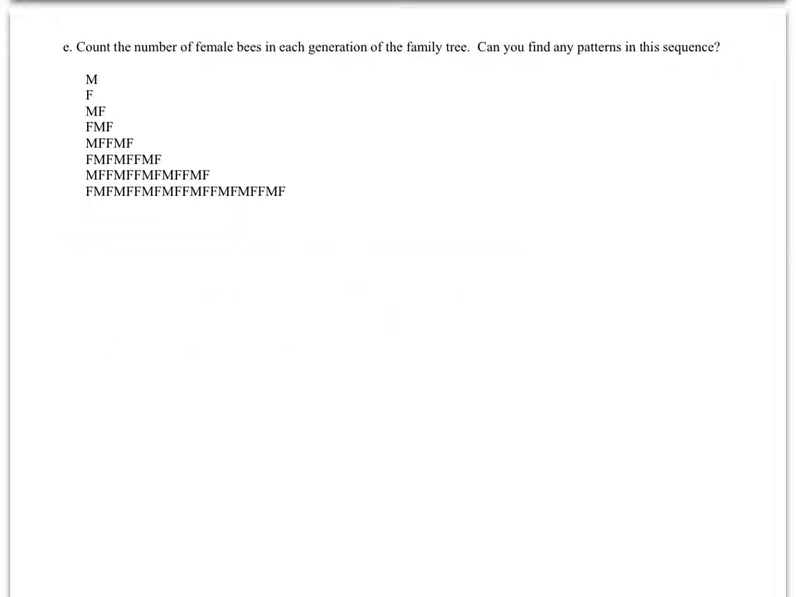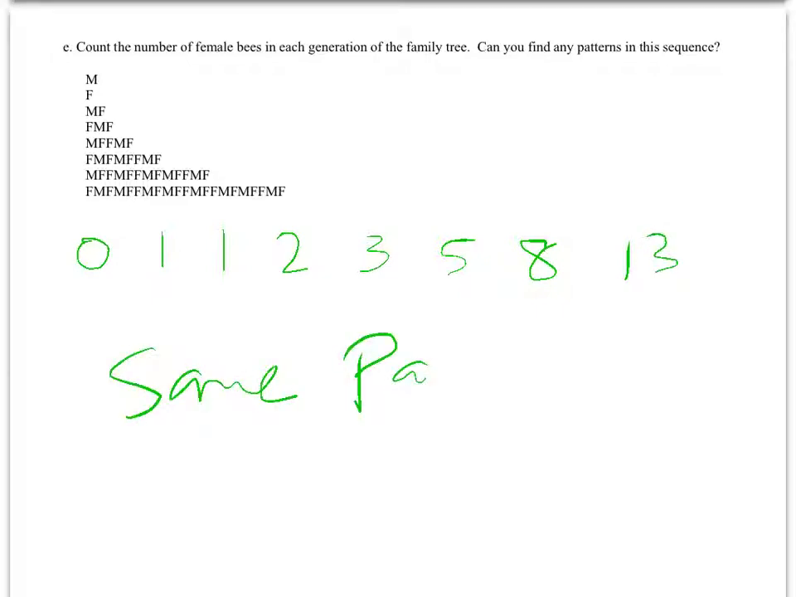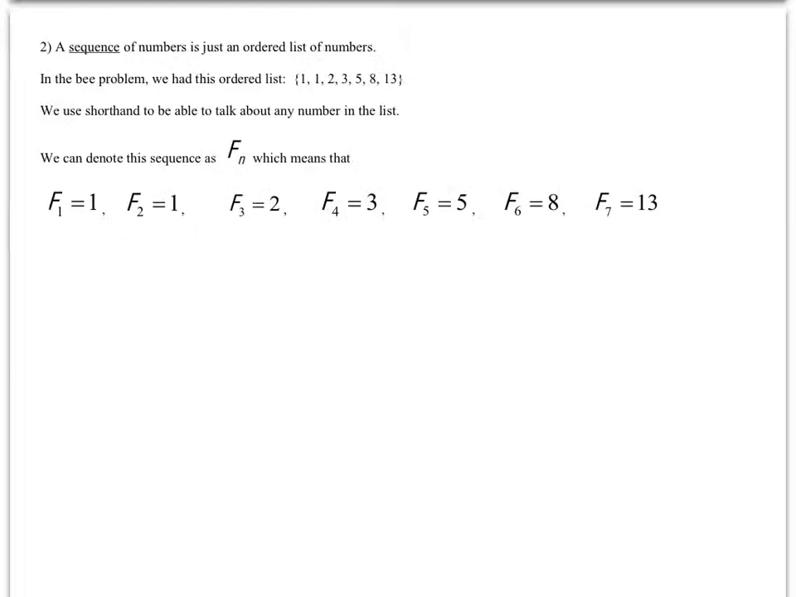And let's see what happens if I count the number of female bees in each generation. I get 0, 1, 1, 2, 3, 5, 8, and 13. And I see the pattern happen again. So we see the same pattern in the number of total bees, the number of male bees, and the number of female bees.